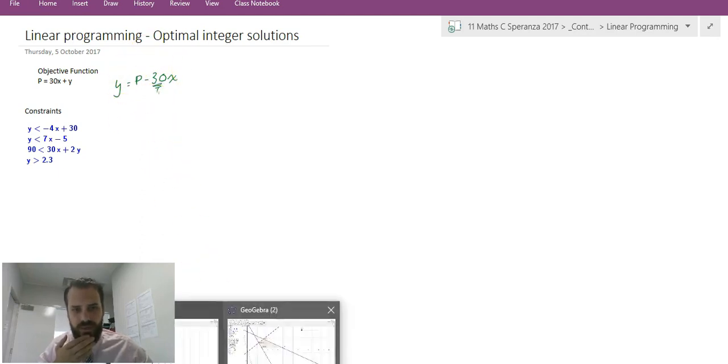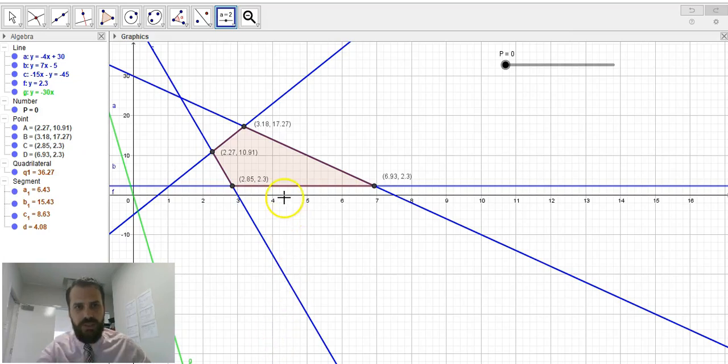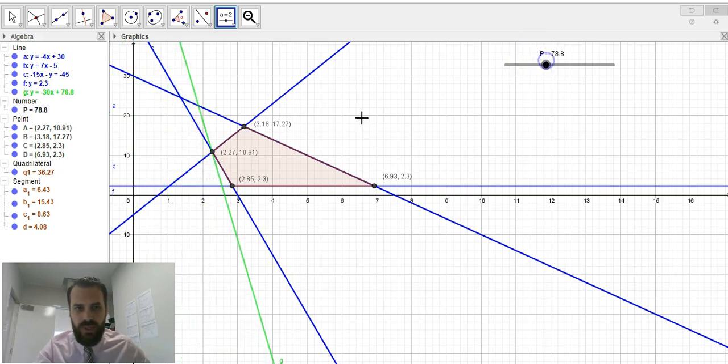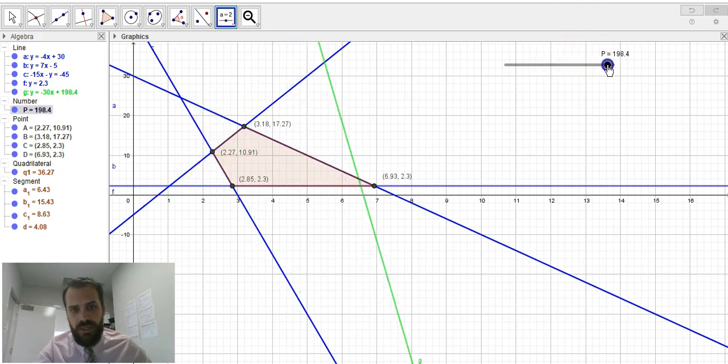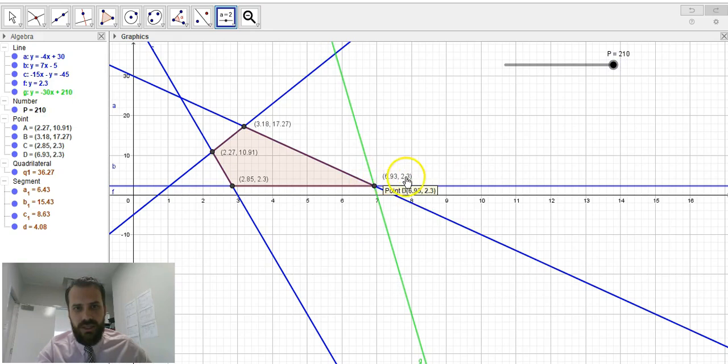So that means my gradient is negative 30. I already prepared this over here on GeoGebra. You can see this green line here. That's my objective function, or at least a line that's parallel to the objective function. If I push that out, you can see that that first dot there is going to be one of my maximums or minimums. And then if I push it out again, this second dot here is going to be one of my maximums or minimums. So I can count on that. Let's test those two dots to find out which one's the maximum and which one's the minimum.